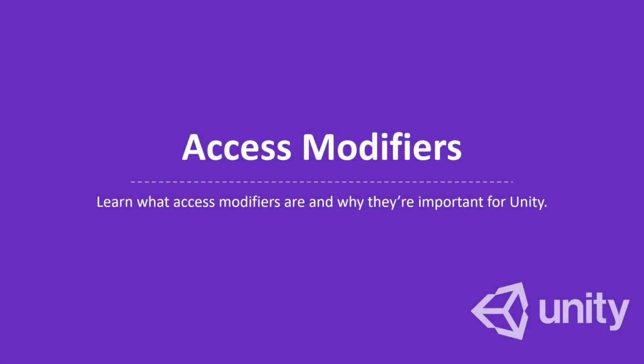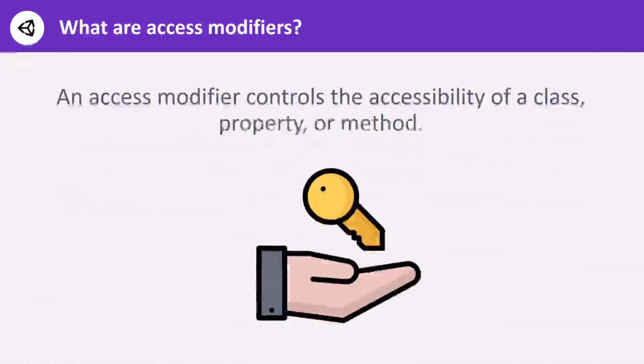In this lecture, we're going to add access modifiers to our code for accessibility. As it stands, Unity will not be able to access our class, properties, or methods. If we attempt to add our class to Unity, we may receive errors. Let's resolve these issues. First things first, what are access modifiers?